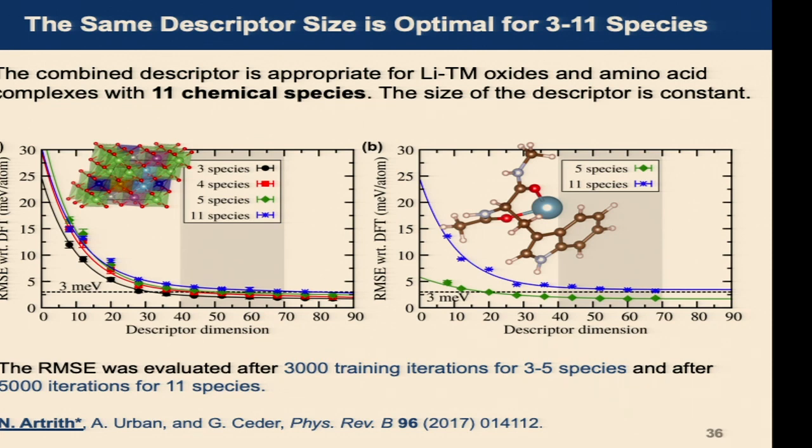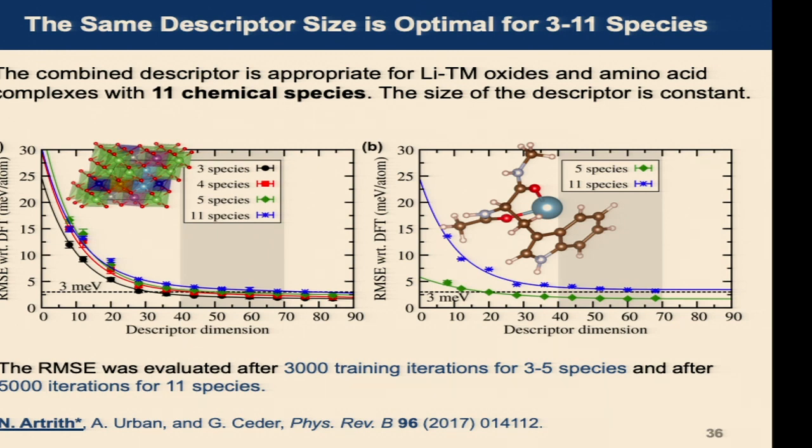We can see that for all sets, with the descriptors between 40 and 70, it already gives quite good results, close to the reference data that we have. In this case, we just use 3 meV as a reference. The lower the better, but I also don't know which one is the best. It depends on your application. This is the test data that we have, not included in the training set.